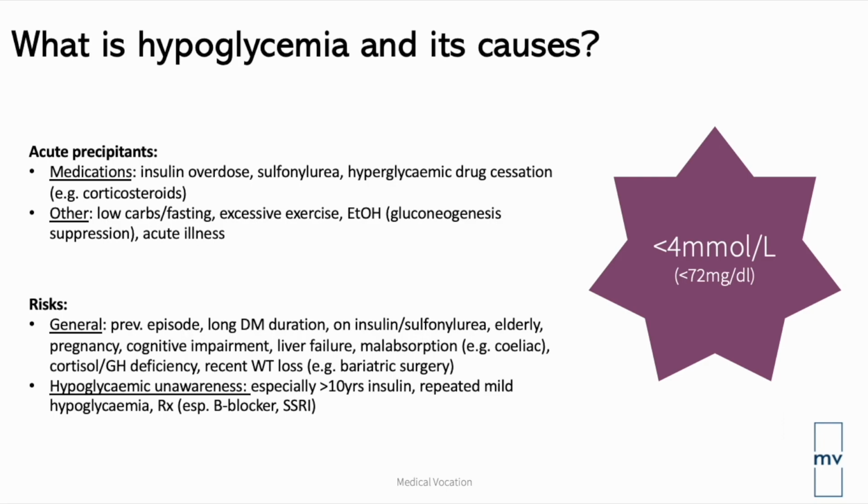People on insulin and sulfonylureas are at high risk because these directly cause hypoglycemia. Being elderly, pregnant, having cognitive impairment, liver failure, malabsorption, so not being able to absorb sugar, having cortisol or growth hormone deficiency, having recent weight loss, for example having had recent bariatric surgery, are all risk factors for hypoglycemia.